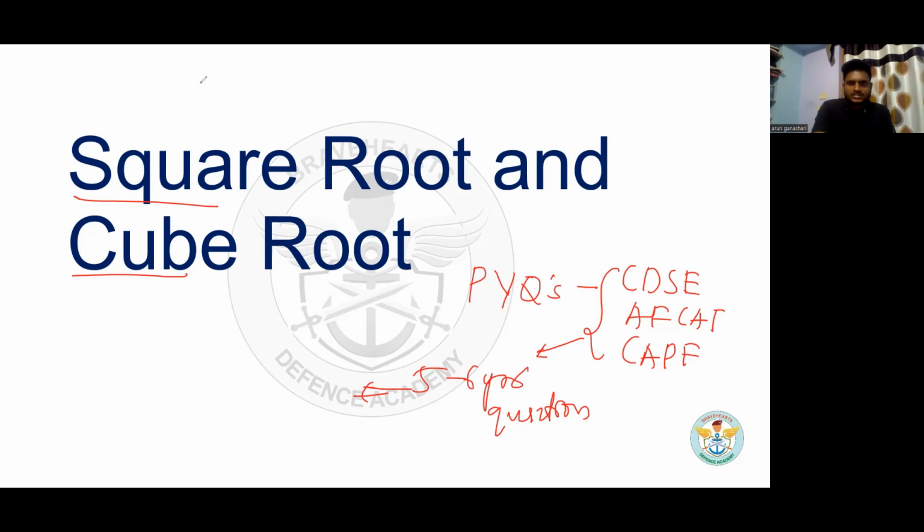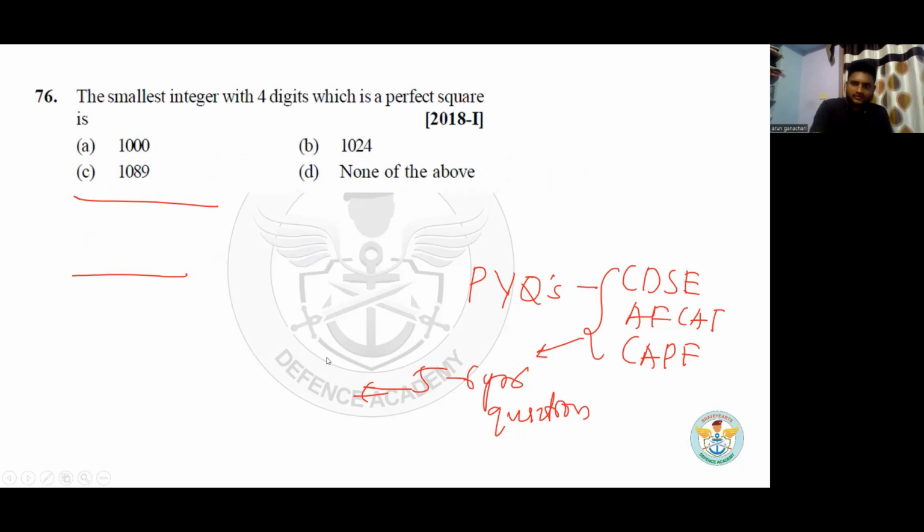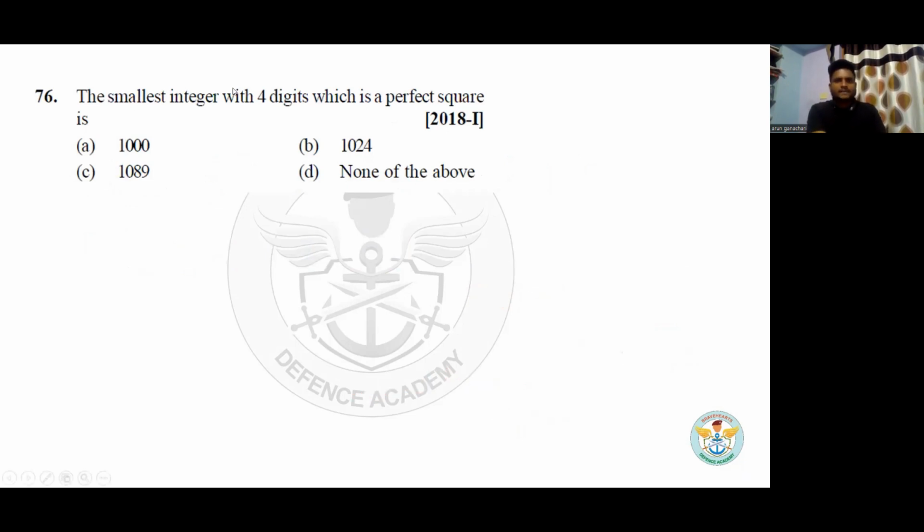If you are able to solve it, that's well and good. If you are not able to solve, follow my instruction, you'll get the answer. Let's start with a simple one. This was the last one we solved today in our theory part. Solve it. What is the smallest 4-digit which is a perfect square? I think we solved the exact question. What is the answer?